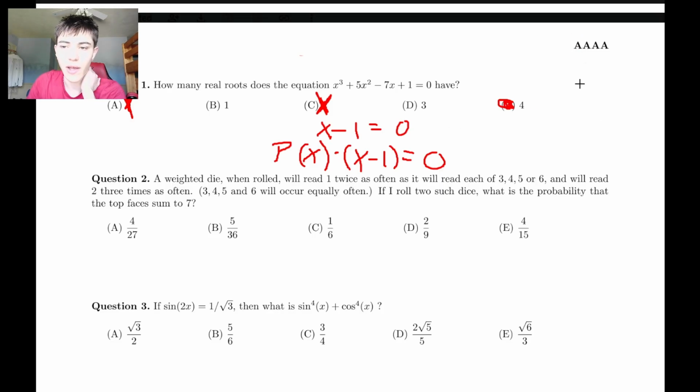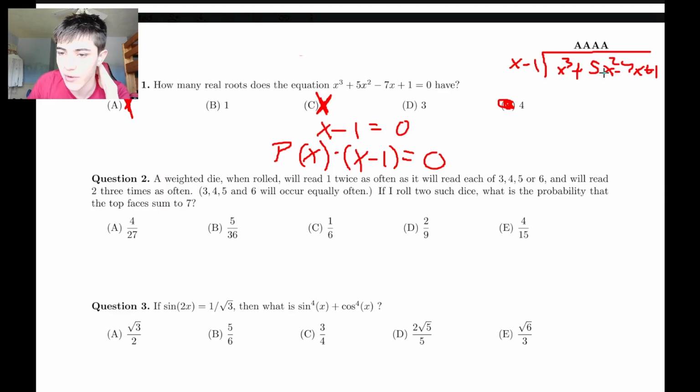So now we have to divide x cubed plus 5x squared minus 7x plus 1 by x minus 1, which actually isn't that difficult because it's a very simple algorithm. You look at the highest term here and the highest term here, and then you think, what would I need to multiply this by to get that? And the answer here is x squared, because that'll give you the x cubed term that you need.